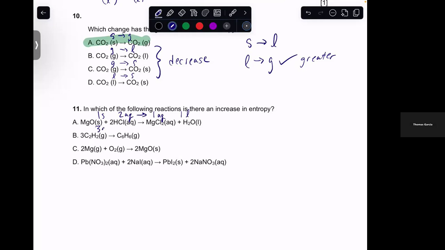Here we're going from 3 gas to 1 gas. That's a decrease. Now here we're going from 3 gas total to 2 solid. No, that's a decrease. Here we're going from 3 aqueous to 1 solid and 2 aqueous. That is also a decrease. We're going to the solids. Gotta be A.